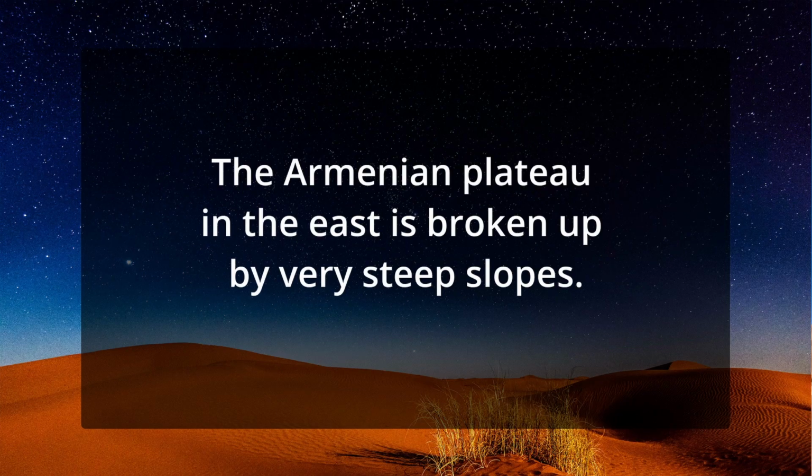The Armenian plateau in the east is broken up by very steep slopes. The primary crop is wheat, and the summers are brief and arid. The two main livestock are cattle and sheep.